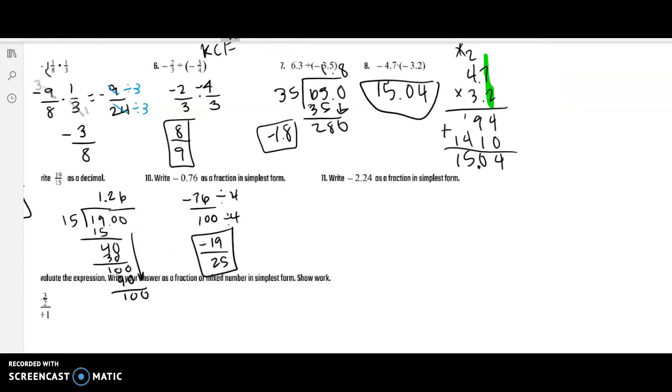So to write this as a fraction, we write it how we say it. So we have negative 2 and 24 hundredths. And we can divide by 4 on this one. So don't forget your negative 2, your whole number needs to come down. And then we have 6 over 25.